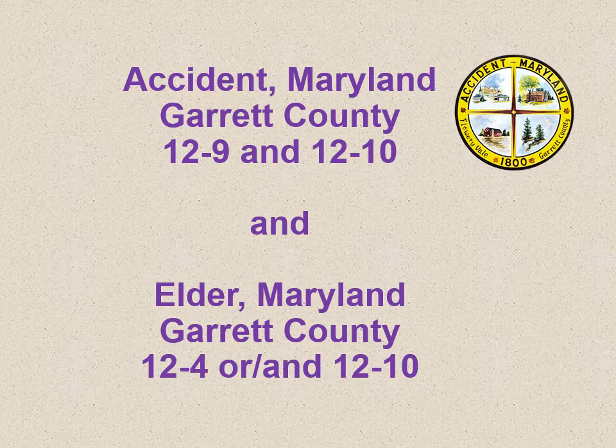And we're going to use a small community. Accident, Maryland, has 2 enumeration districts on the 1950 census, and Elder, Maryland, which I think is a small community, shows on the enumeration district map, is what we're going to be looking for.